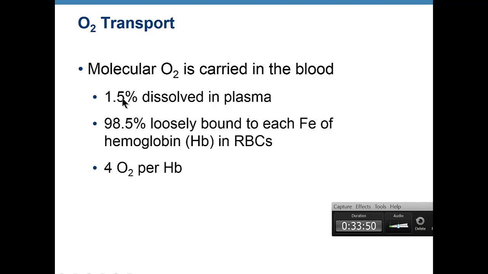And this is what our nervous system is constantly sampling to see, do we need to increase or decrease respiratory rate? They're looking at this value. So even though it's such a small amount, it's a very important amount, because this is what regulates our breathing, this 1.5% dissolved in the plasma. And again, this is what is measured in the arterial blood gas. Because which is going to be used first, do you think?